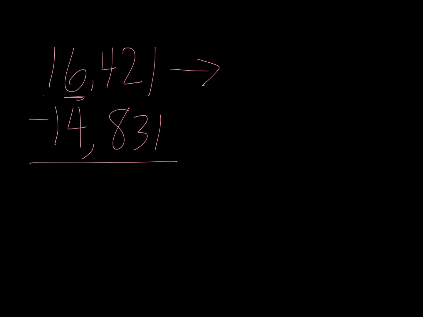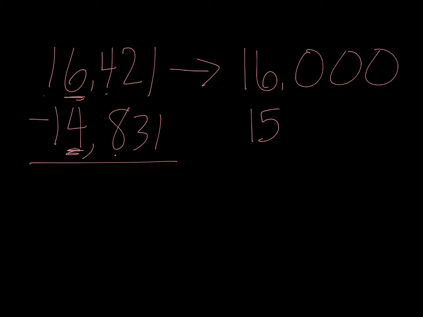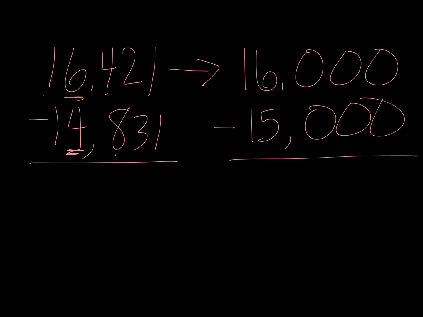number. So I look at that 4, it says leave 16 alone and make all those into zeros. I look at this 8 and it says make that 4 a 5 because it's 5 or more. This becomes 15. So when you subtract, you end up with 1,000. So now we have 1,000 as our estimate.